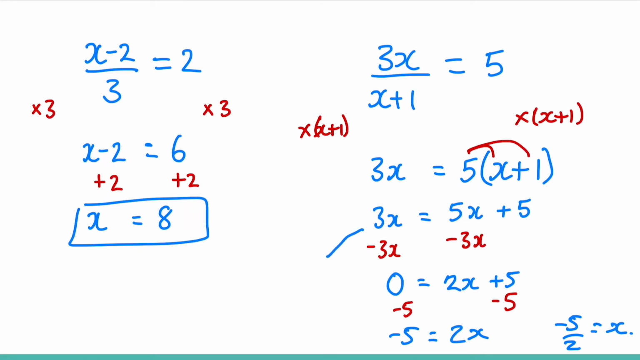Now some people might do it differently from this point, and that's fine as well. So you could here subtract the 5x, and that would give you minus 2x is equal to 5. And then you could divide by the minus 2, and that would give you the same answer. So that's also okay to do. Either of those options is fine, as long as you get your final answer as minus 5 over 2.